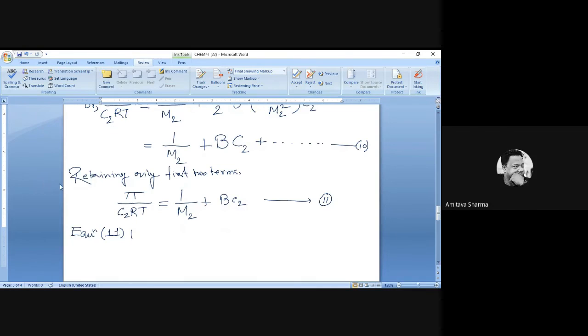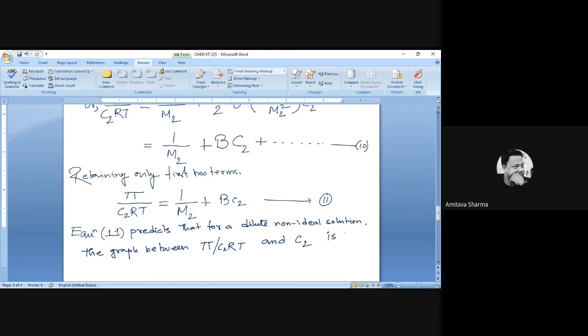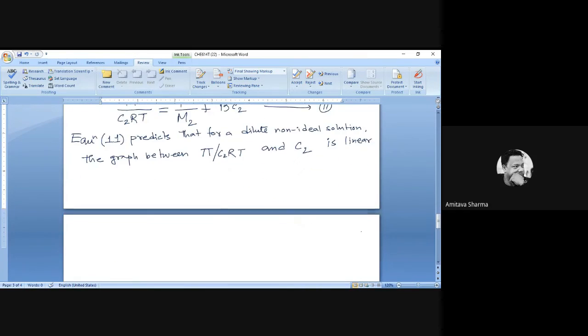Okay, equation 11 predicts that for a dilute non-ideal solution, the graph between pi by C2RT and C2 definitely should be linear.